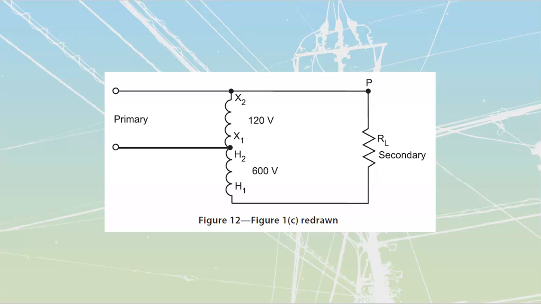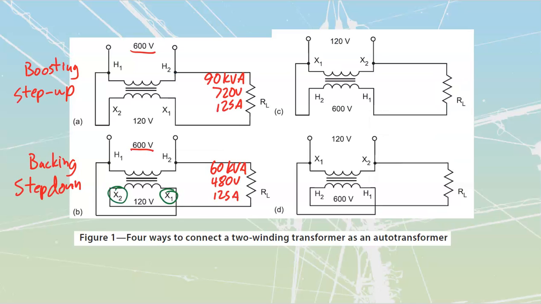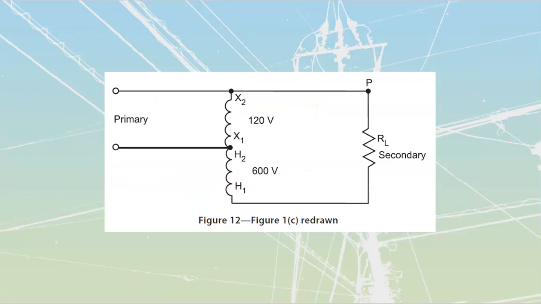What we can do is start by redrawing that circuit that we have. If we take this section over here, the 120, we see that's going to be my primary section. I see the X1 of that connects over to my H2, and so I just draw that connection all the way across like this. At that point, we have a standard looking autotransformer.